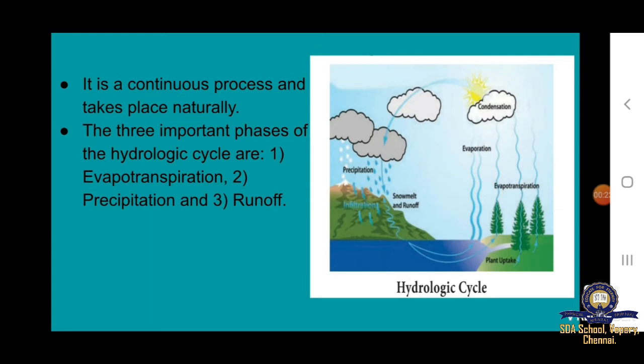Students, look at this picture. Evaporation takes place from the surface water and transpiration from the plants. Water vapor gets condensed into clouds, and the clouds sometimes burst, resulting in precipitation of different forms. A part of water from precipitation flows over the land, called runoff, and the other part infiltrates into soil, which builds up the groundwater.